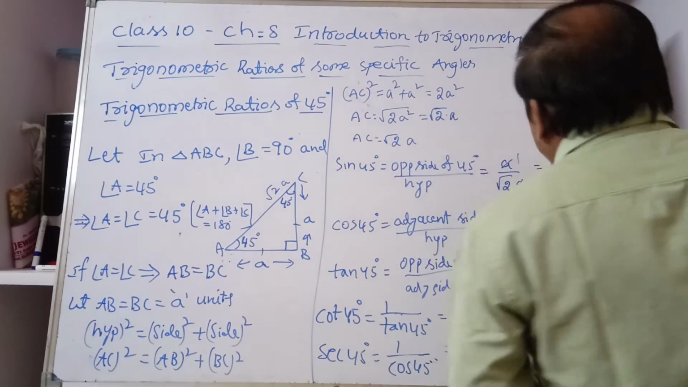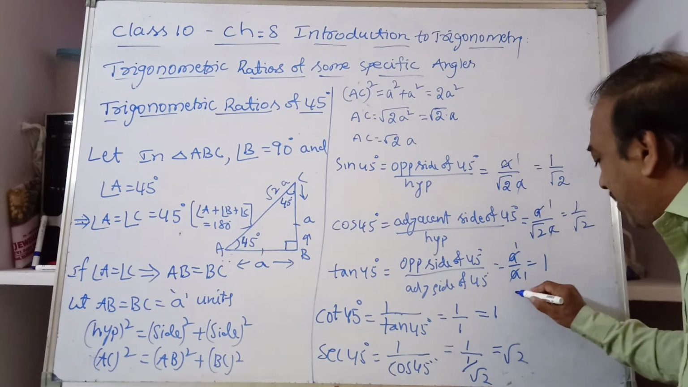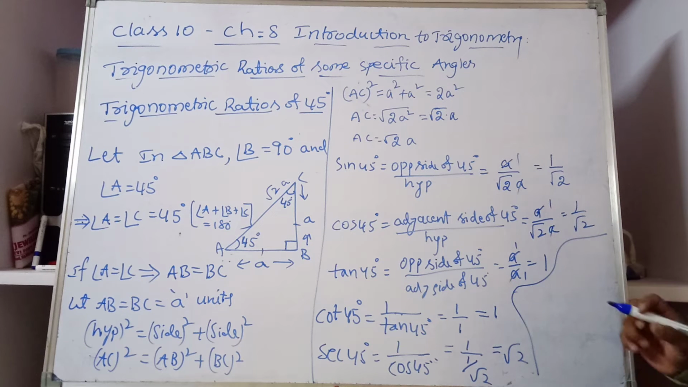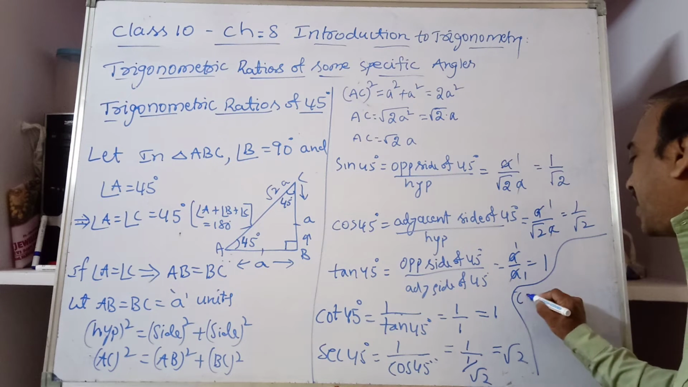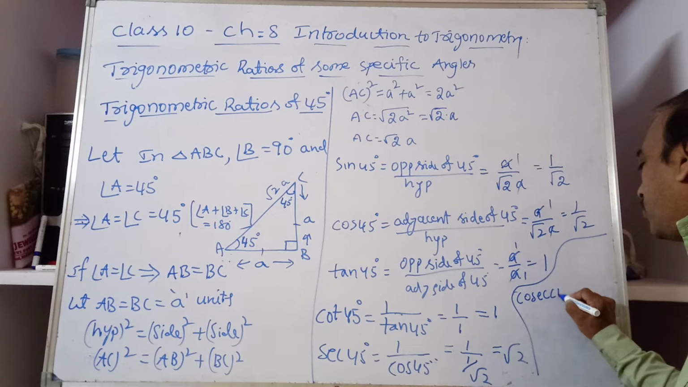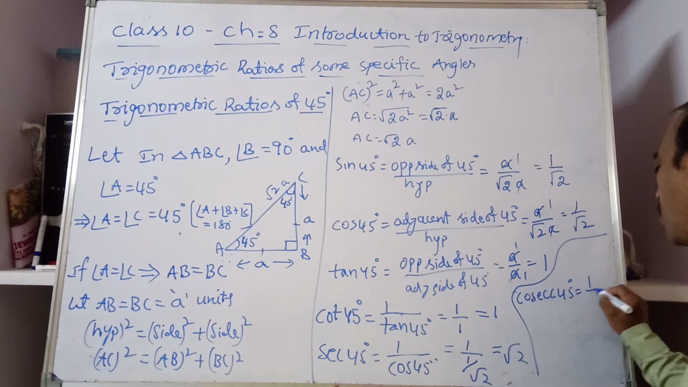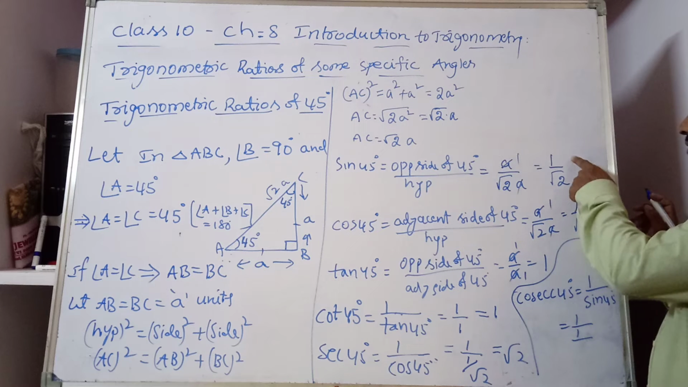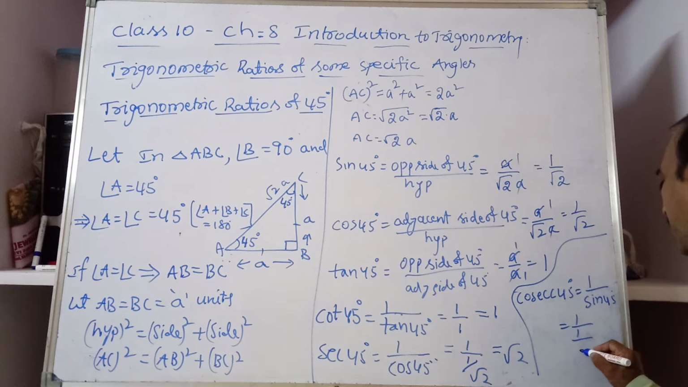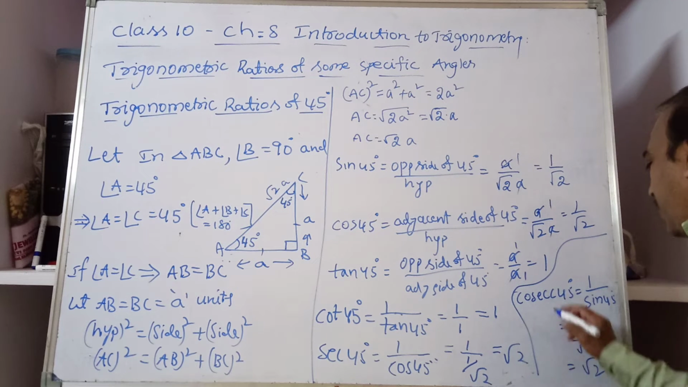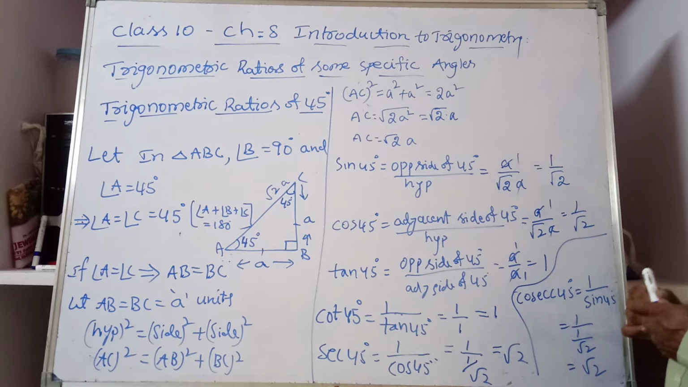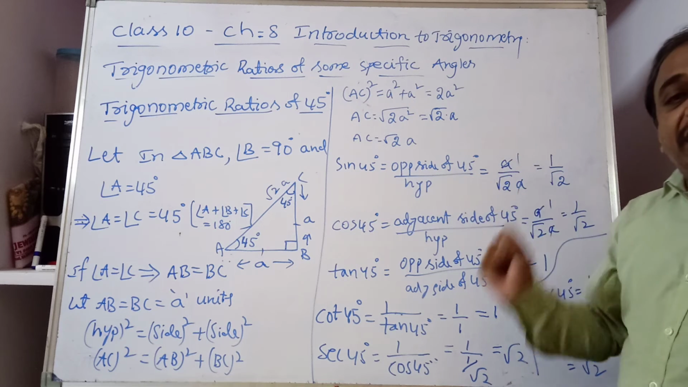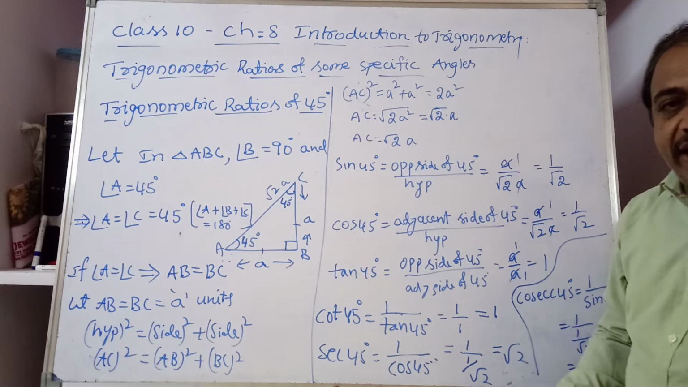Now we have one more, here I am doing another one, cosecant 45 degrees. Cosec, C-O-S-E-C, cosecant 45 degrees is equals to 1 by sin 45 degrees, which is equals to 1 by the sin 45 value you got, 1 by root 2. So 1 by root 2 reciprocal is nothing but root 2. So cosecant 45 value is equals to root 2. So these are the values of 45 degrees for all the 6 trigonometric ratios.